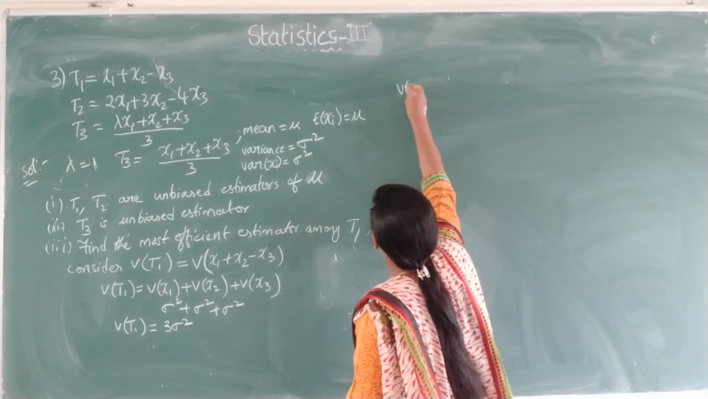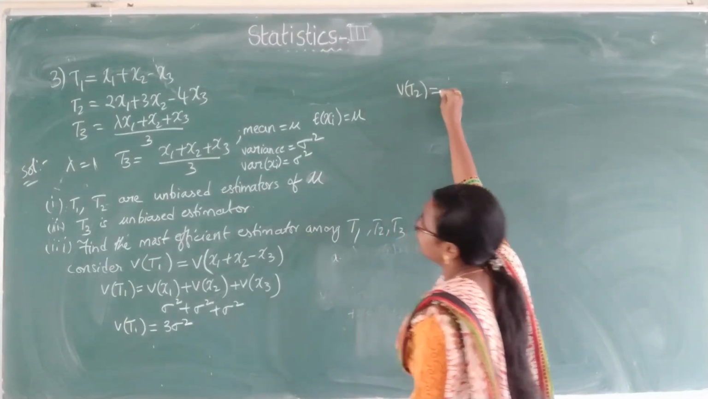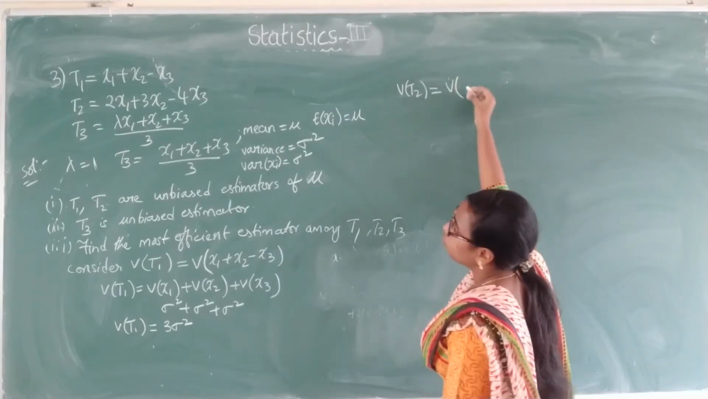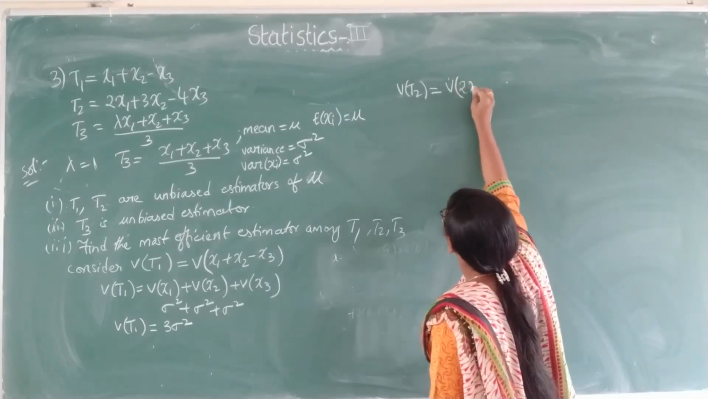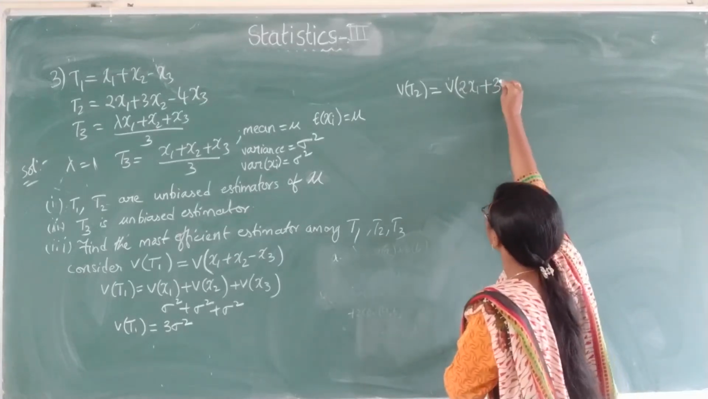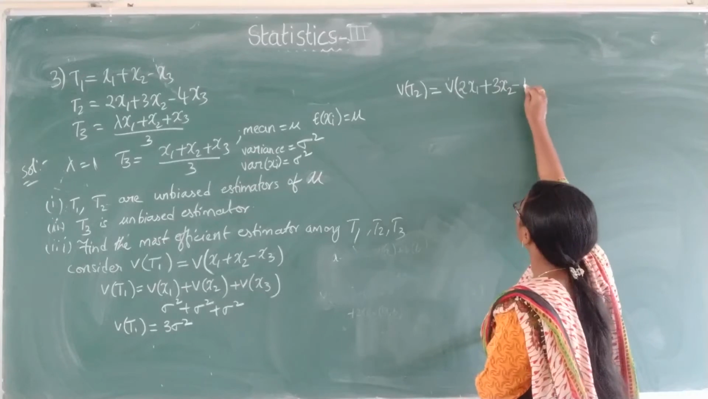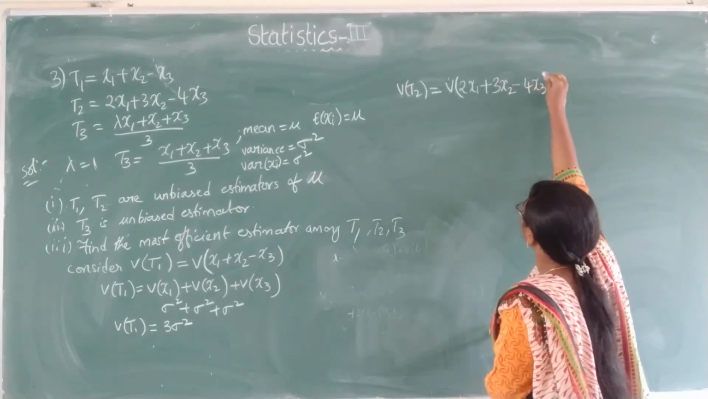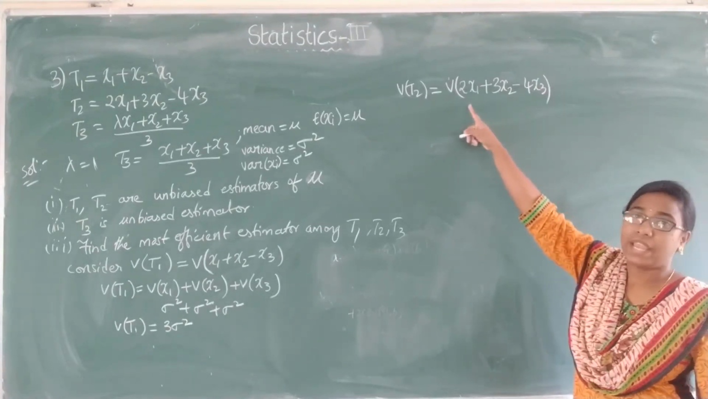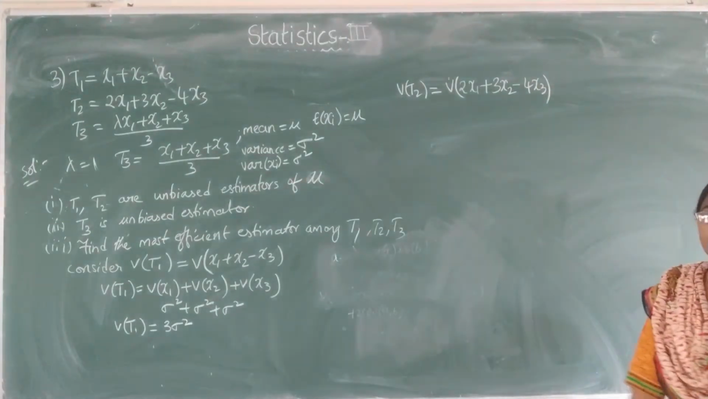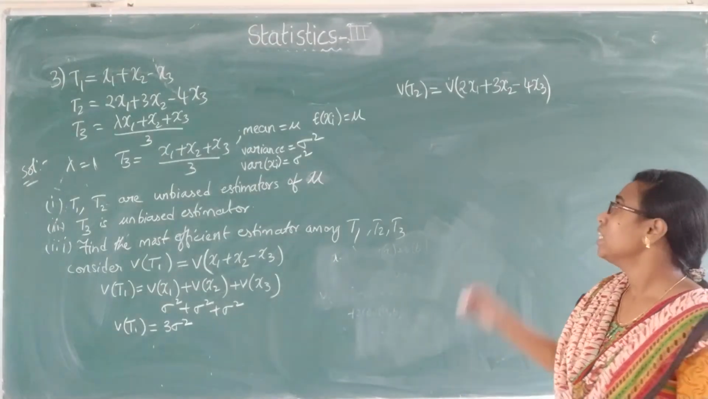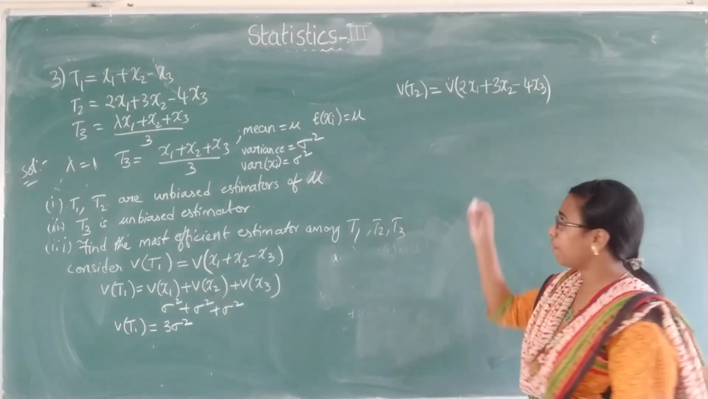Now variance of T2. What is the T2 value? T2 is 2x1 plus 3x2 minus 4x3. So we know the formula that variance of a plus b minus c can be written as variance of a plus variance of b plus variance of c, since the variables are independent.